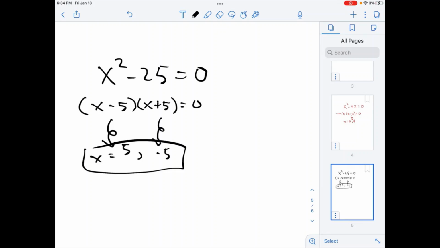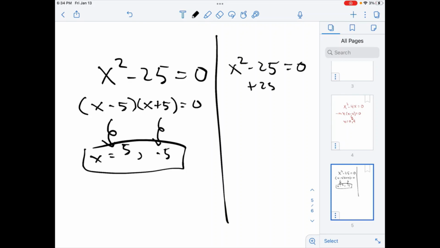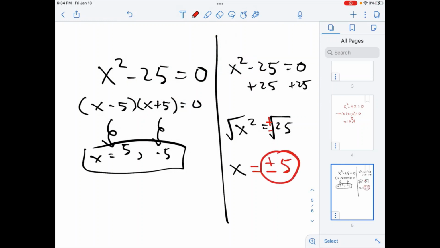Now, another way of solving this is you can add, in this case, 25 to both sides. So x squared equals 25. And now we can take the square root. Now here, when we take the square root, it's not any ordinary square root, it is a plus minus square root. And so our answer is going to be plus minus 5. That plus minus is really important, and the plus minus just means 5 comma negative 5.